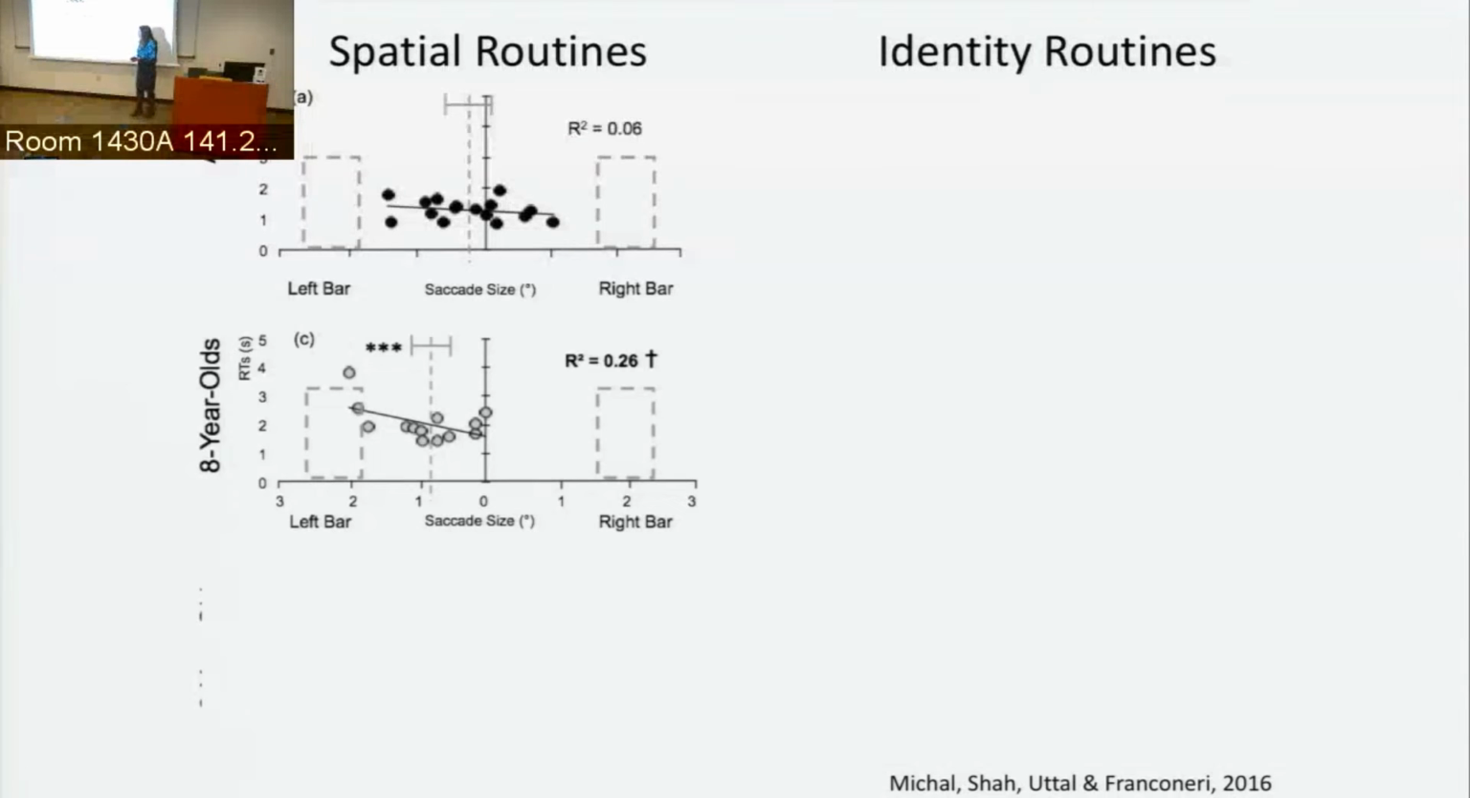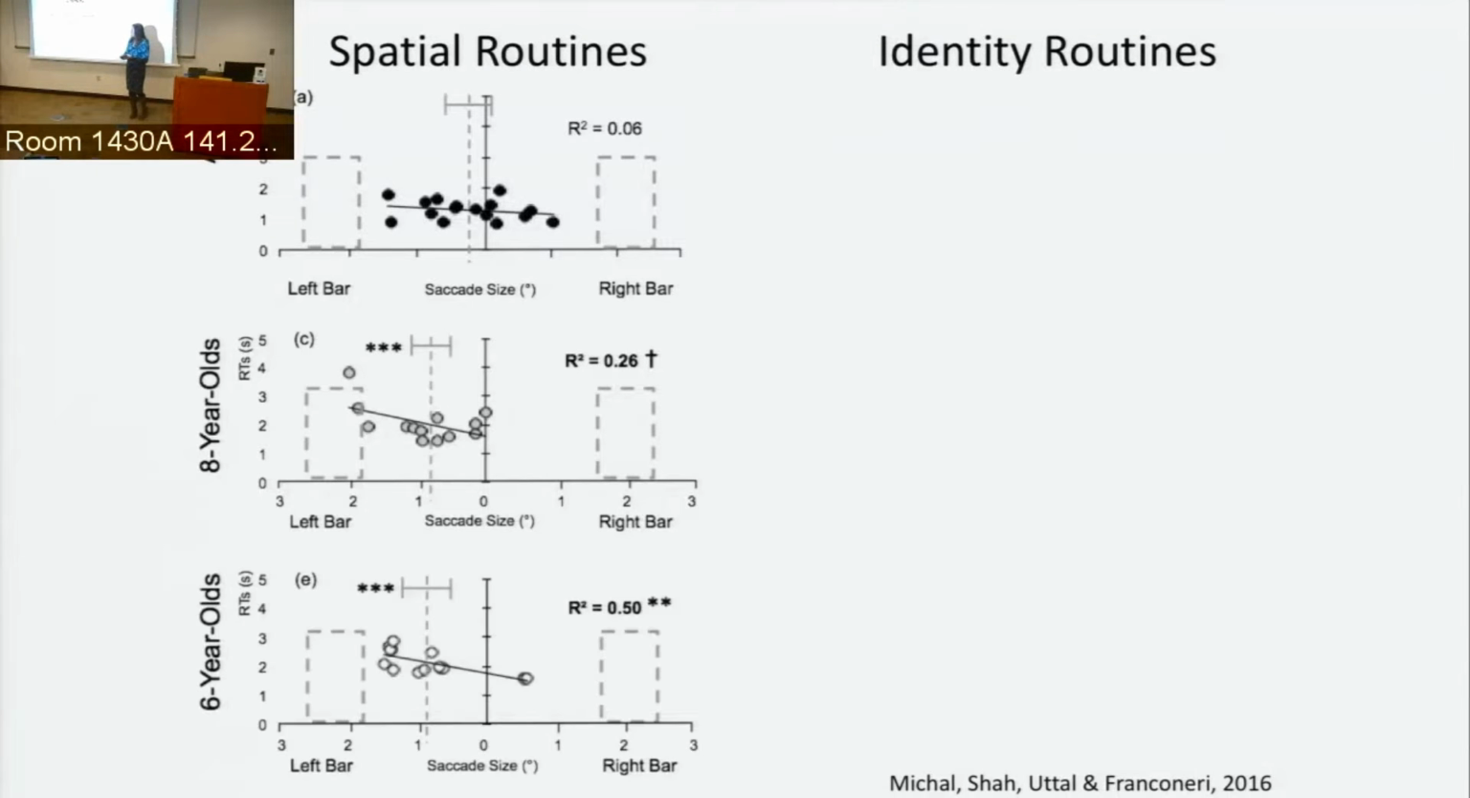So now when we look at the 8-year-old group, we're plotting the same type of spatial routine. First, you can see there's a shift overall to the left. So on average, these 8-year-olds do show a tendency to go to the left bar first. The second part of this is there is a relationship here where kids who have stronger left-first biases are slower overall, okay? And that pattern holds up for the 6-year-olds as well.